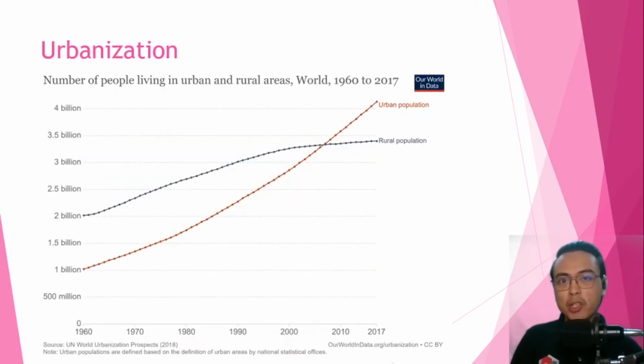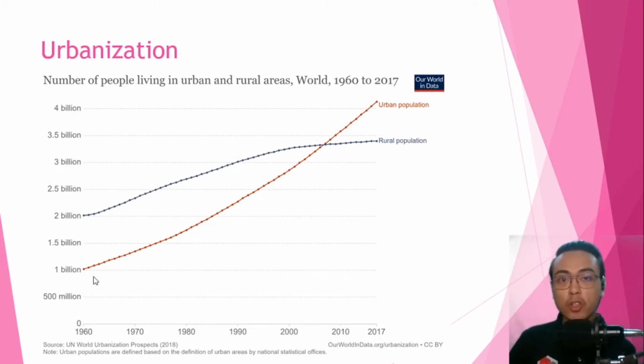What does population density have to do with our topic today? We will be dealing first with urbanization. Urbanization is described as the rate at which people are migrating toward urban centers of a country or of the world. We see here the trend of the urban population of the world from 1960 up to 2017. You see that in 1960, there are more people living in rural areas than in urban areas.